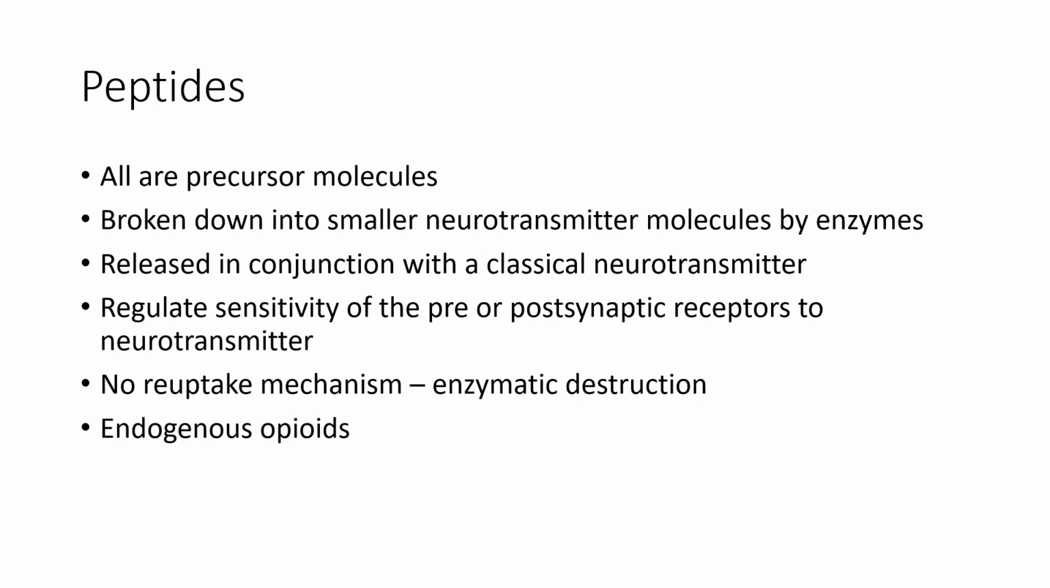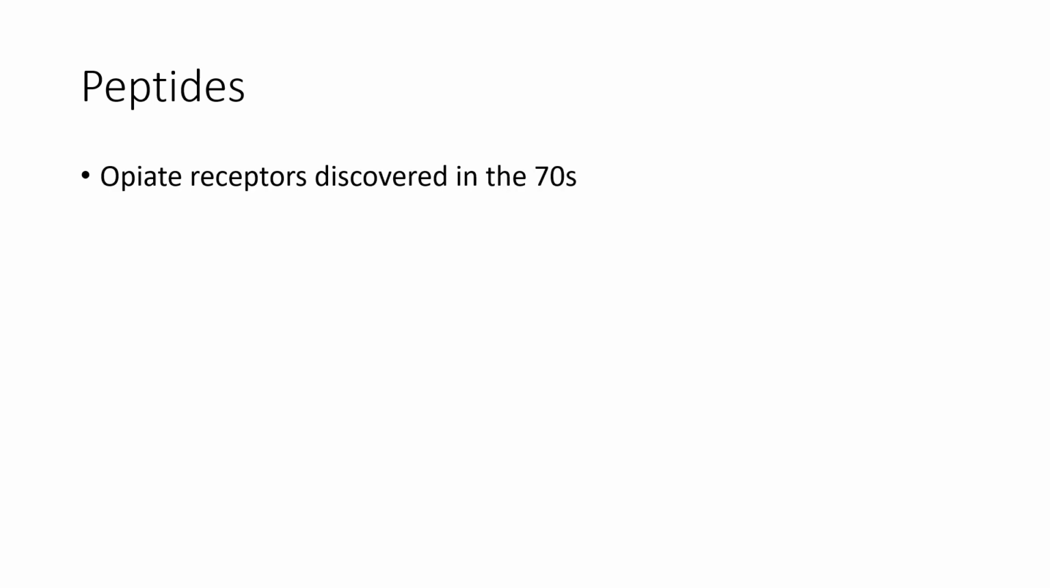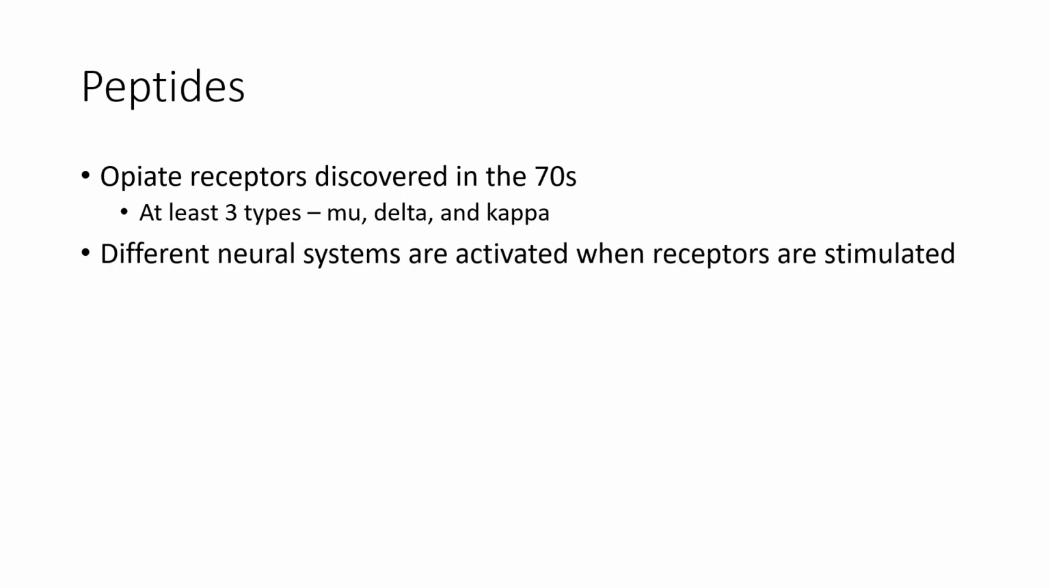Some that would be included as peptides would be endogenous opioids. Now, endogenous opioids are just a class of peptides that are secreted by the brain that act as opiates, okay? Opiate receptors were discovered first in the 1970s. There are at least 3 types. We call them mu, delta, and kappa.